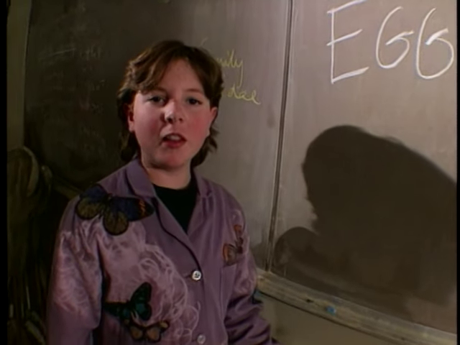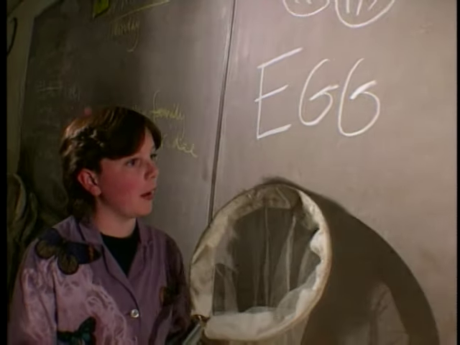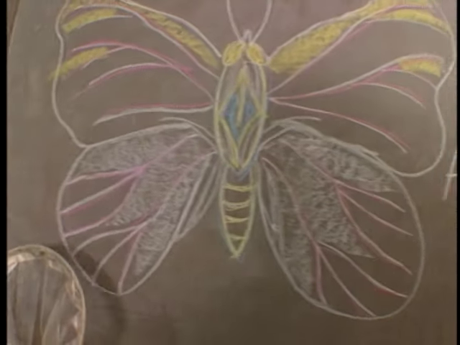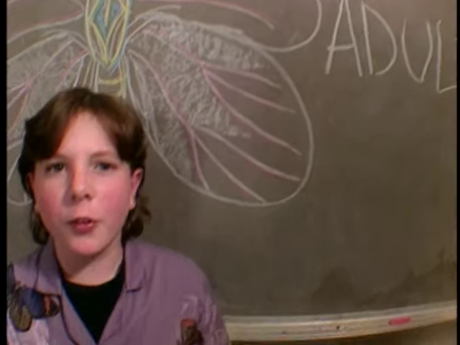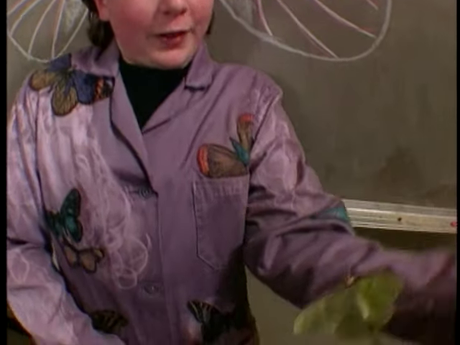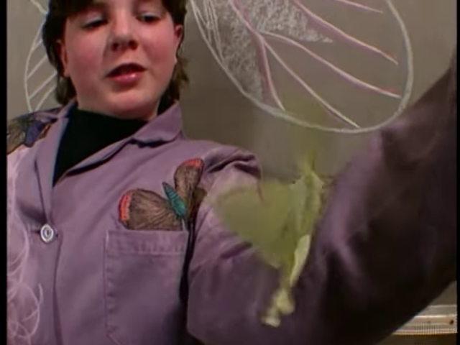Attention, humans. Insects grow in stages, from egg to larva to pupa to adult. And if all the world was a stage, then watch your step, because insects rule it. Any questions?